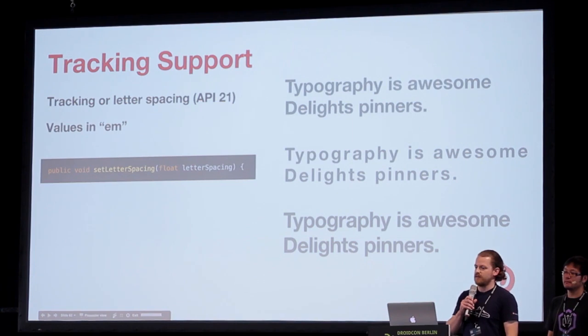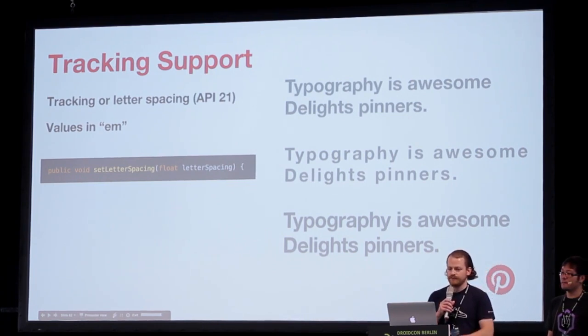Tracking, which is the letter spacing. I was glad to see that there's some more typography support being added into the framework. So as of API 21, we can actually specify this on a text view directly as well. Again, on the right-hand side, you see examples of how this affects the text rendering. Normal on the top, a little more spaced out in the middle, and more condensed on the bottom.